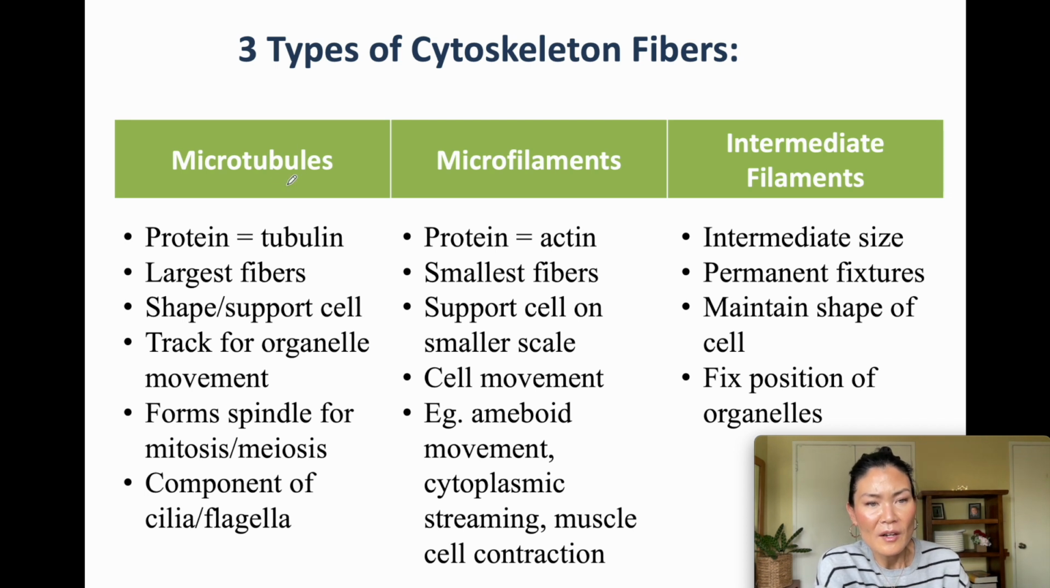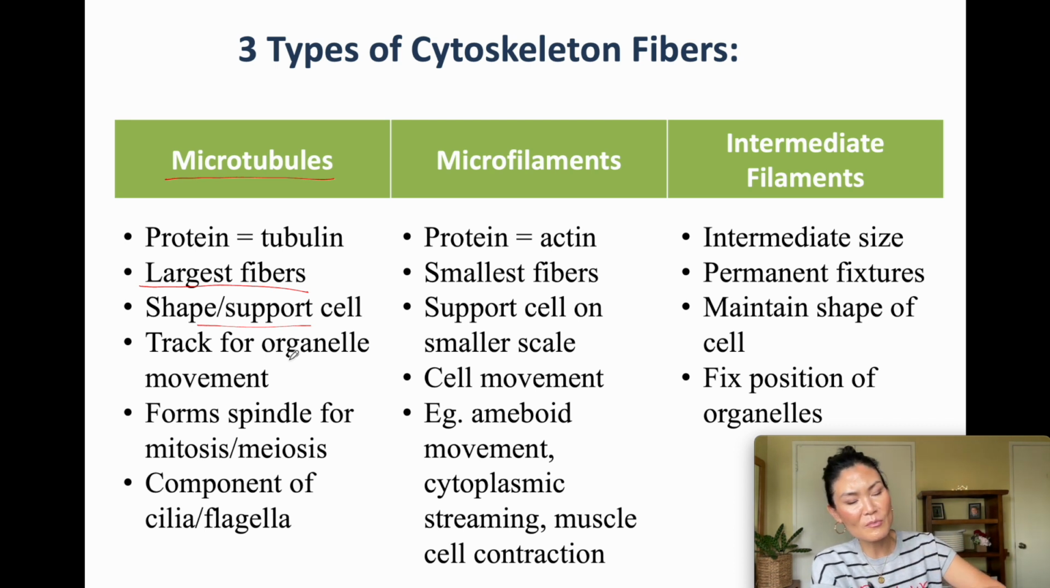For the microtubules, these are the largest fibers. They provide support for the cell, and then also the organelles, like let's say mitochondria. If mitochondria are going to move across the cell, like let's say that a cell is like a room, it needs to go from one side of the room to the other side of the room. The mitochondria, using these motor proteins, is going to move along the cytoskeleton.